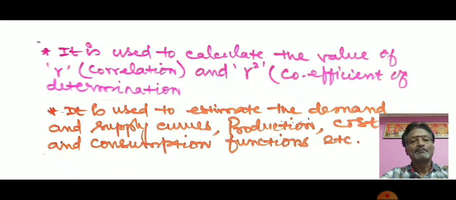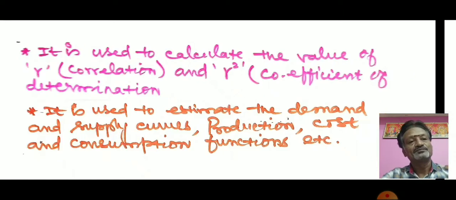And the fourth one, regression is used to estimate demand and supply curves, production cost and consumption functions, etc. So if you want to study the relationship between demand and price, or between supply and price, production function, cost function, consumption function, and if you want to estimate the curves, regression analysis is very much useful.